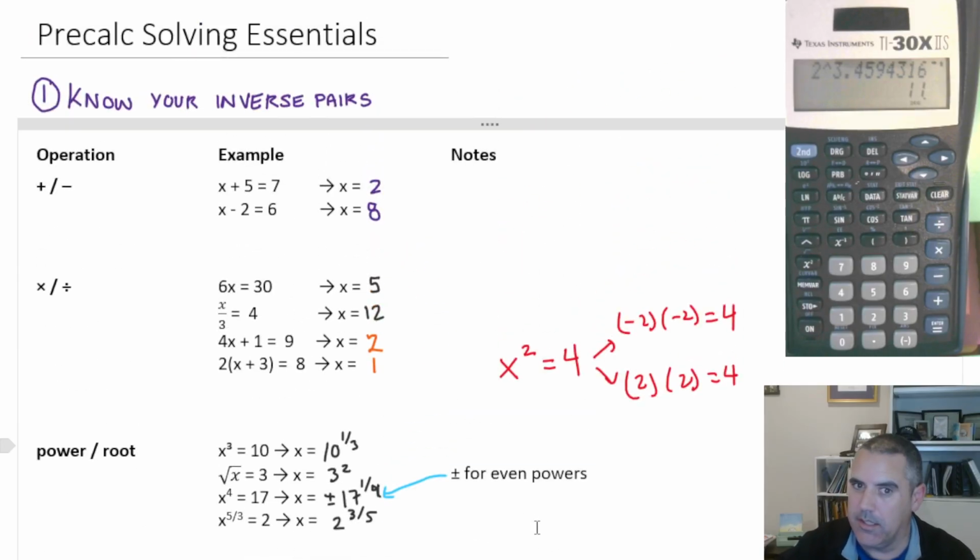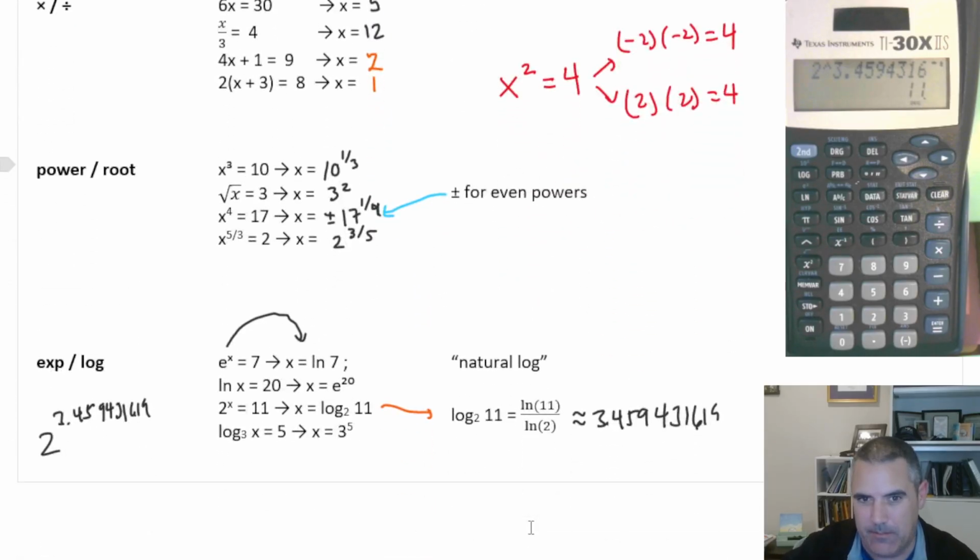There is trig and inverse trig, but that's its own thing I'll do separately. That's it. When I solve an equation, often there are many operations in one, but it's just using those in the right order. Okay, let me know if that's helpful. I'm going to follow up with a video where I actually do a bunch of solving.